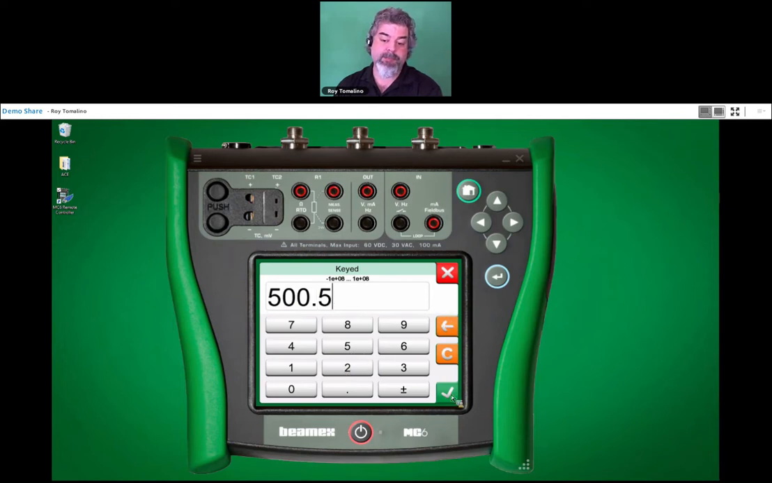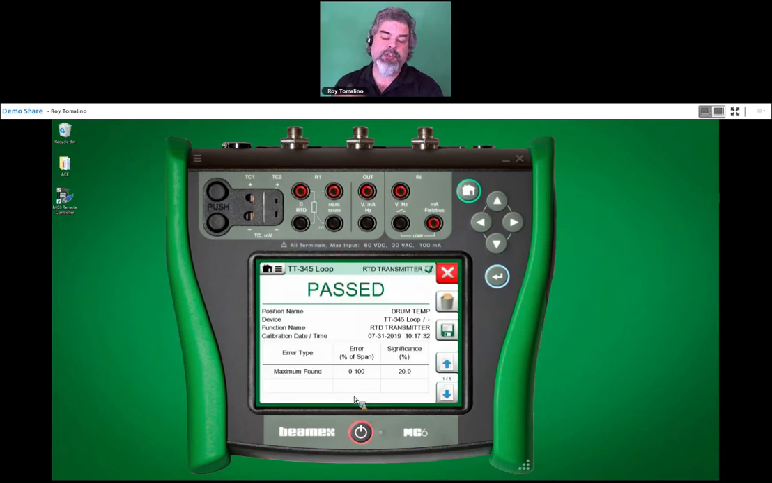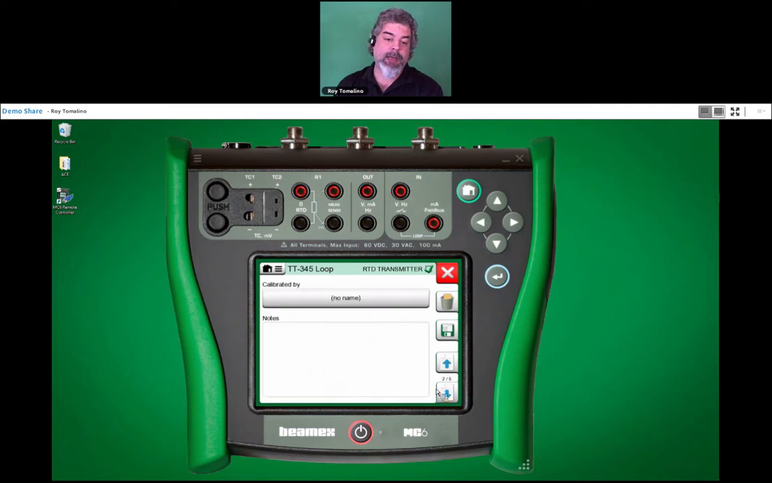And this one is 500.5 degrees. I'll accept this test point. So this is our loop check. This is including the transmitter, the 4-20, all the way out to the DCS. And it's saying that we passed, 0.1% of span was the error.